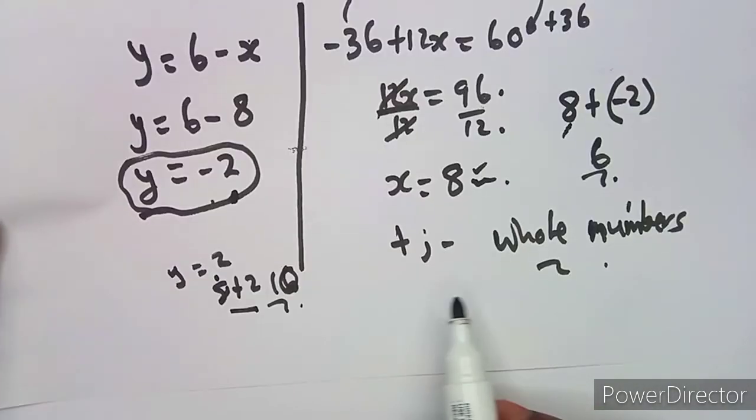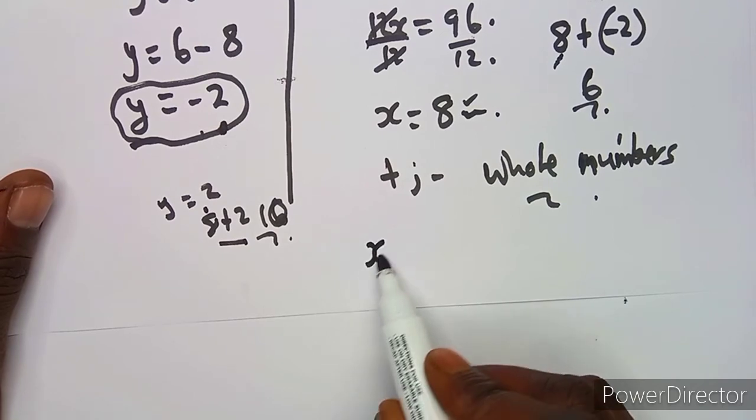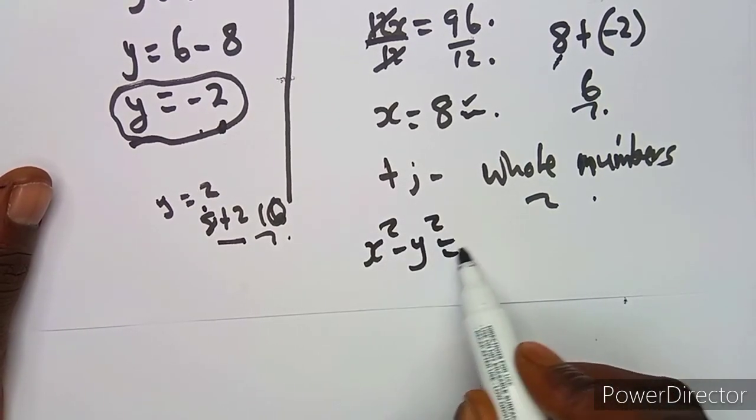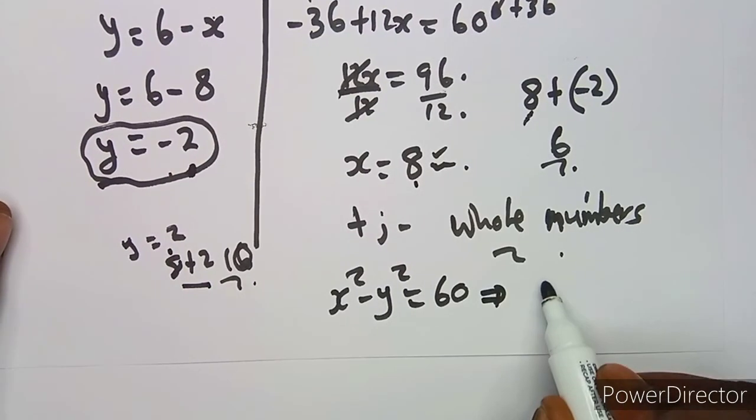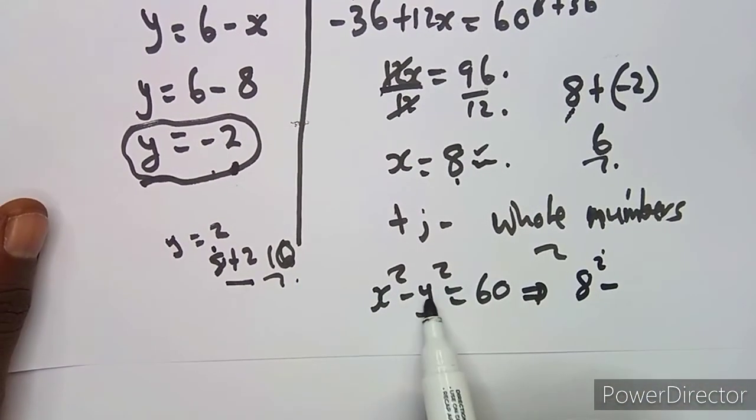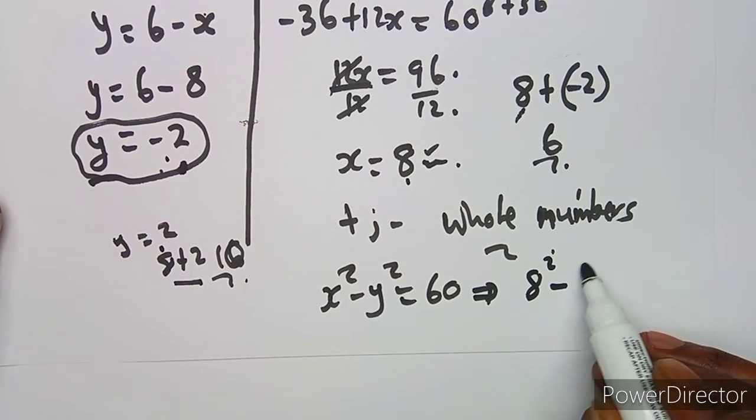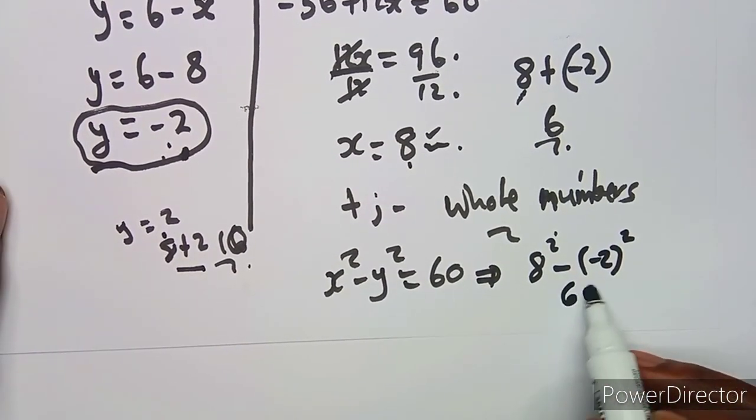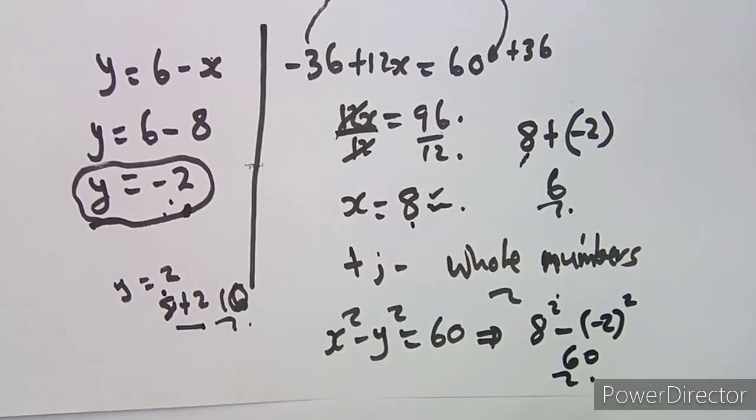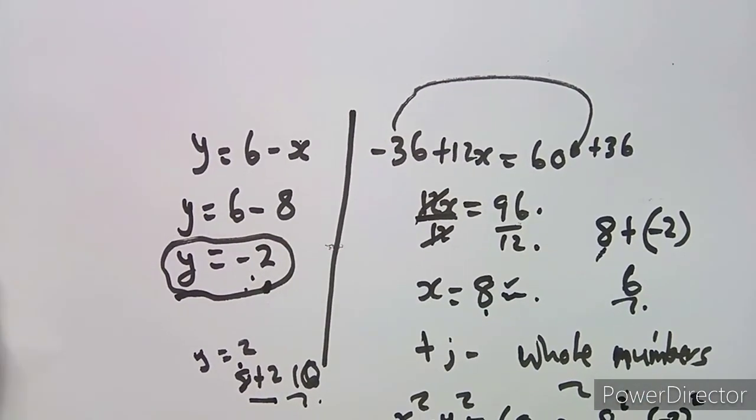And also you can prove the other one that we said, remember we said x squared minus y squared is equal to 60. Okay, which is x squared, that's 8 squared, minus y, where y is -2. So it's negative 2 squared like this. So this one is going to give you a 60. So that means that's what we have. So it was only the question itself which was not asked in a proper manner.